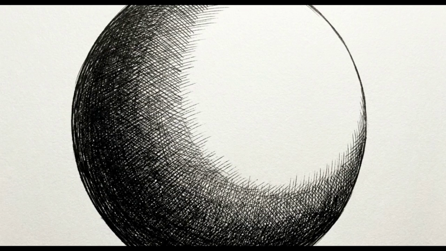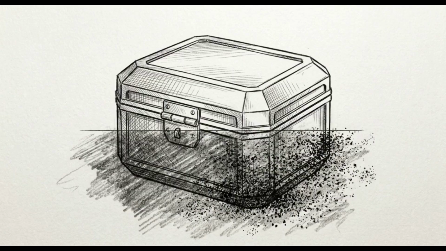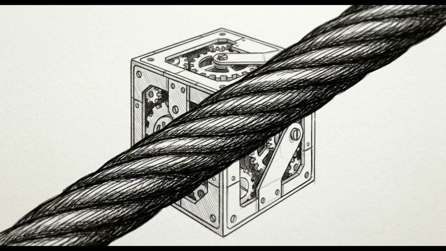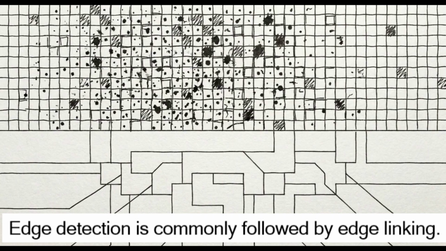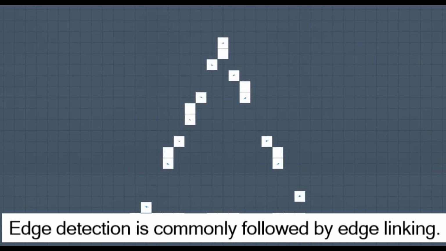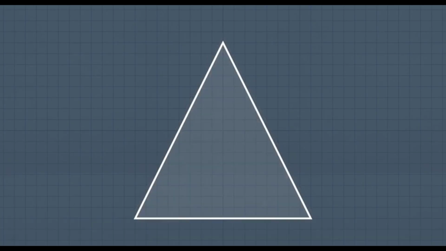Real-world lighting is rarely uniform. Camera sensors generate random noise, and objects are frequently obscured by dust, glare, or physical obstructions. To recognize a shape, we have to run a secondary phase called edge linking. This is the computational process of connecting fragmented edge pixels to form logical geometric boundaries.